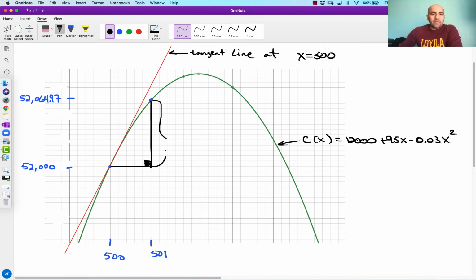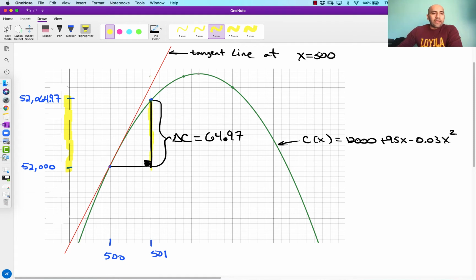This is going to be delta C, the exact change in the outputs of the total cost function. This is what ended up being exactly the $64.97. It's the difference between these two. It's subtracting these two values, which gives you exactly this amount.